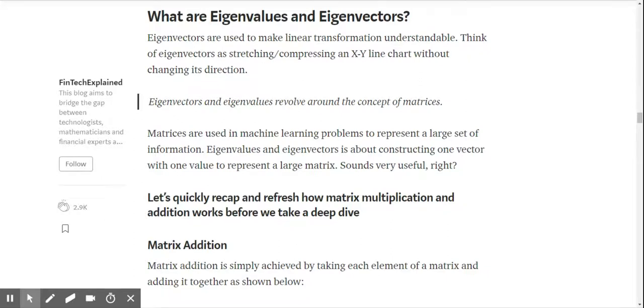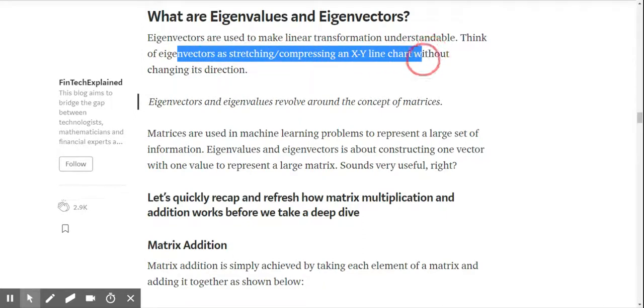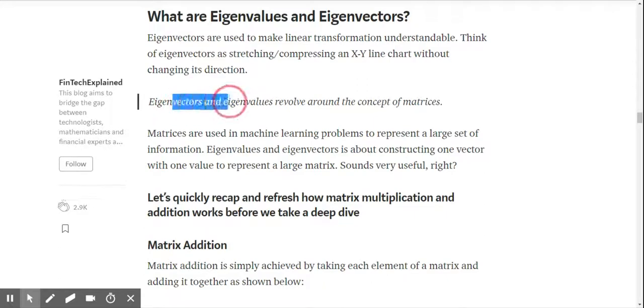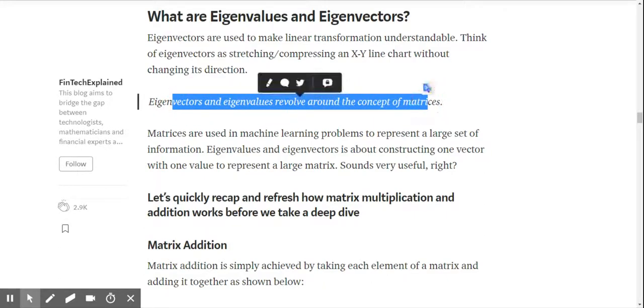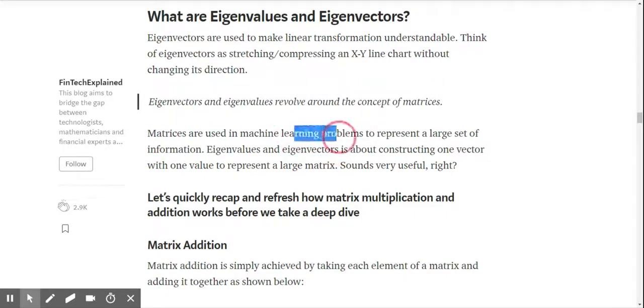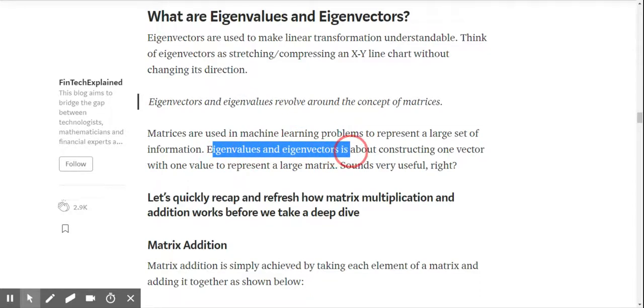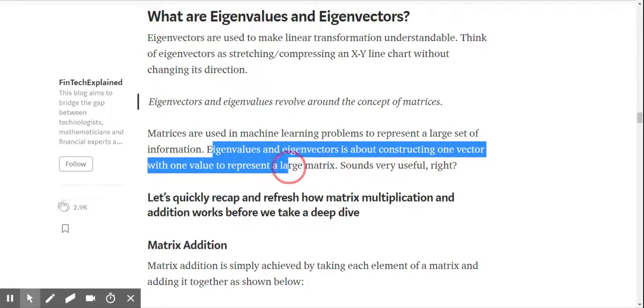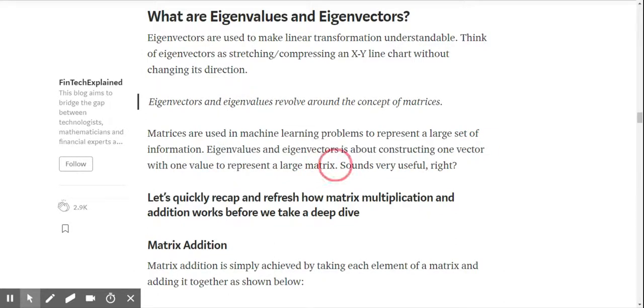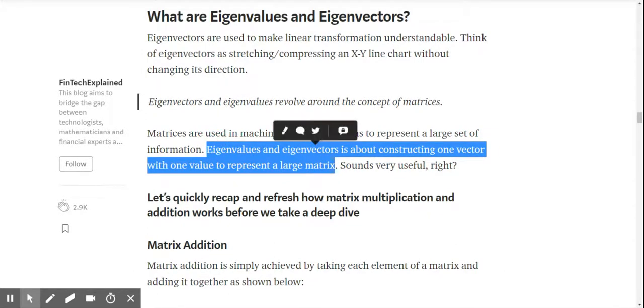Eigenvectors are used to make linear transformations understandable. Maybe from a transformation perspective, that's kind of what maps the closest to quantum computing. Think of eigenvectors as stretching or compressing an XY line chart without changing its direction. Eigenvectors and eigenvalues revolve around the concept of matrices. Matrices are used in machine learning problems to represent a large set of information. Eigenvalues and eigenvectors are about constructing one vector with one value to represent a large matrix. Okay, so basically it's another way to represent the information in a matrix.